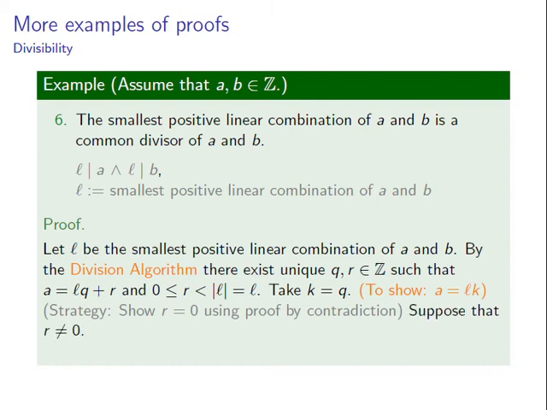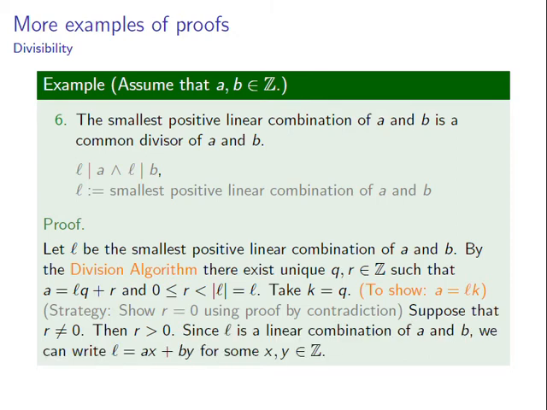Suppose that R is non-zero. Since R is non-negative, it follows that R must be greater than 0. Since L is a linear combination of A and B, L is equal to AX plus BY for some integers X and Y.